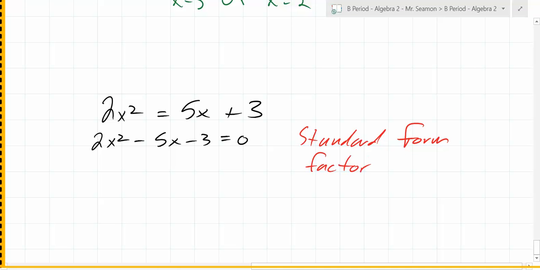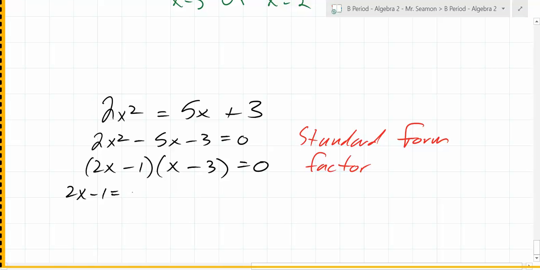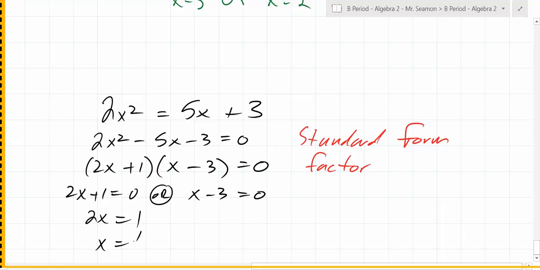And does it factor? Yeah. It's 2x what? Plus 1. 2x minus 1 or plus 1? Plus 1. Times x minus 3 equals 0. So 2x plus 1 equals 0, or what? x minus 3 equals 0. So 2x equals -1, x equals -1/2, or what? x equals 3. You would write it as negative 1/2, comma 3.